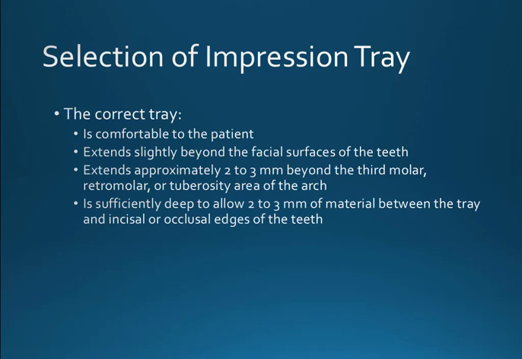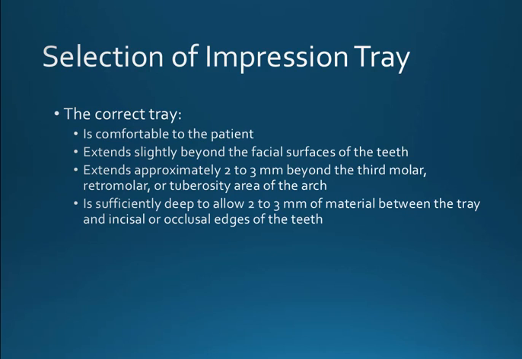When we're selecting an impression tray, we want to make sure that, number one, it's comfortable for the patient. It extends slightly beyond the facial surfaces of the teeth, so when you're trying it in, this is what you're looking for. You want to make sure that it's extending approximately 2 to 3 millimeters beyond the third molar or that retromolar area, tuberosity area back there. When you seat it in the mouth, you want to take your finger and go all the way back there to ensure that we're getting the proper coverage.